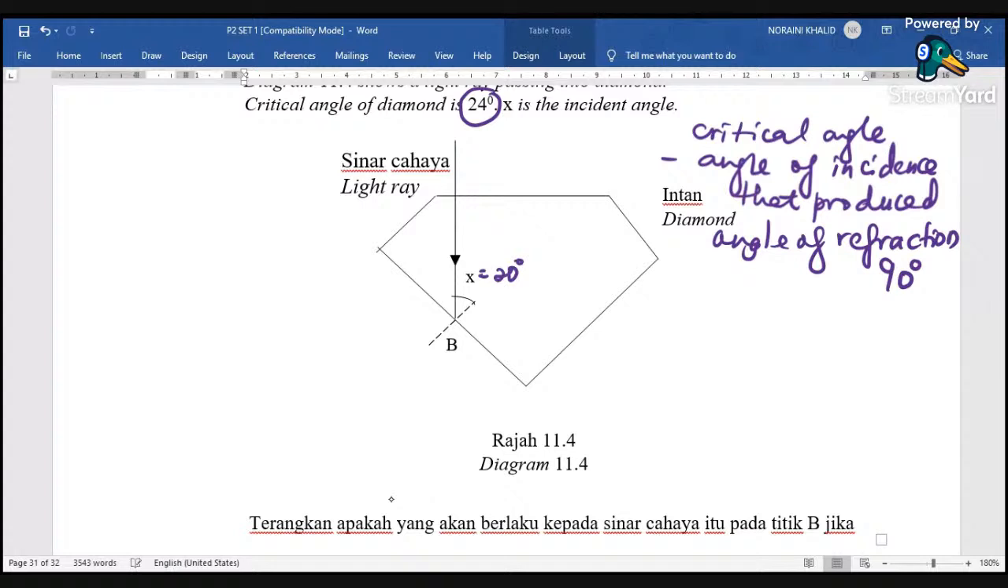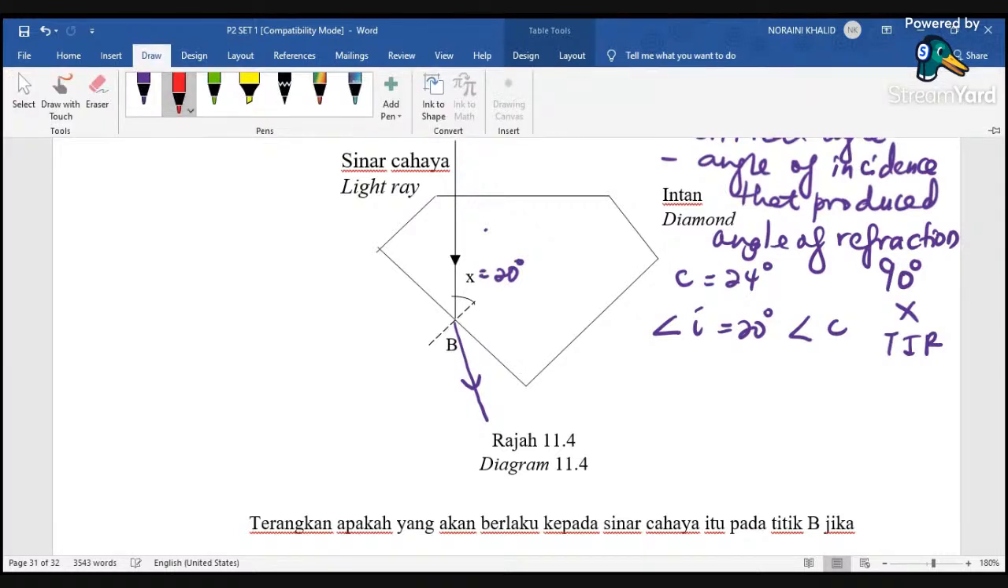So angle i equals 20. Critical angle 24. So it means less than the critical angle. So total internal reflection cannot occur. There's no total internal reflection. So normal refraction. So if you draw light traveling from diamond to air, it refracts away. So it will become like this. Okay? For x equals 20.